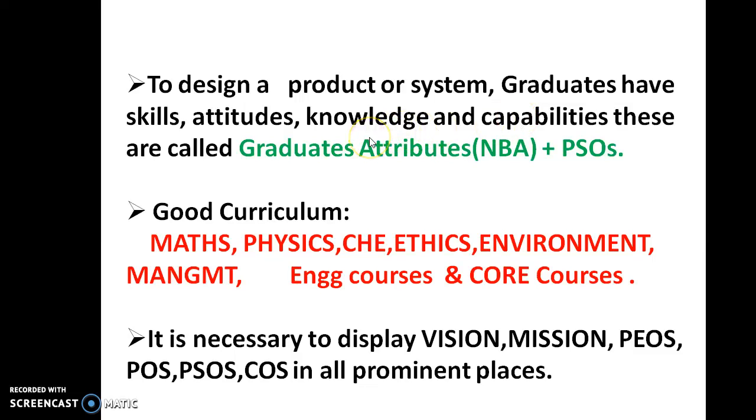The first point is to design a product system. The graduates have different skills, knowledge and capabilities. These are called graduate attributes, that is, the POs and PSOs. To achieve this, we need a good curriculum. That curriculum will contain different courses, because they apply mathematics principles, physics and chemistry. Then they have to follow ethics and environment, know the management principles, and do the engineering courses, the basic electrical courses, and core courses. That's why it is necessary to display the vision, mission, PEOs, POs, PSOs and COs in all the prominent places.